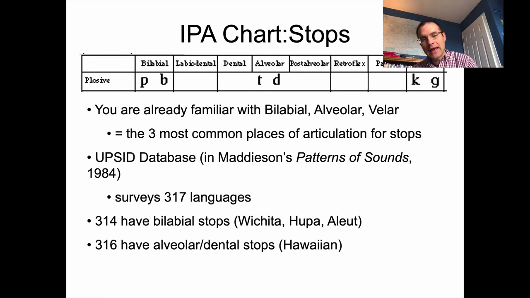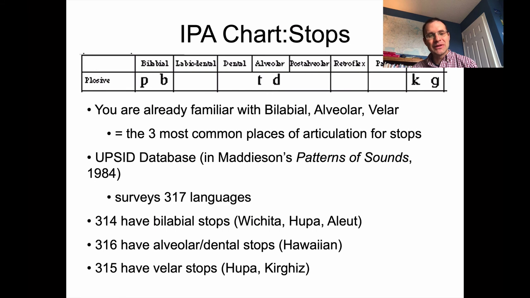316, almost every single one had alveolar or dental stops. And the one counterexample to that was Hawaiian, and you probably know where that is spoken. But as far as we know, that's the only language in the world which doesn't have these. And then there's 315 languages which have velar stops. So the two counterexamples to that are Kyrgyz, which is spoken in Central Asia, and Hupa, again, which I still believe is spoken in Northern California, or that's traditionally where it has been spoken. So almost every single language has these three places of articulation.